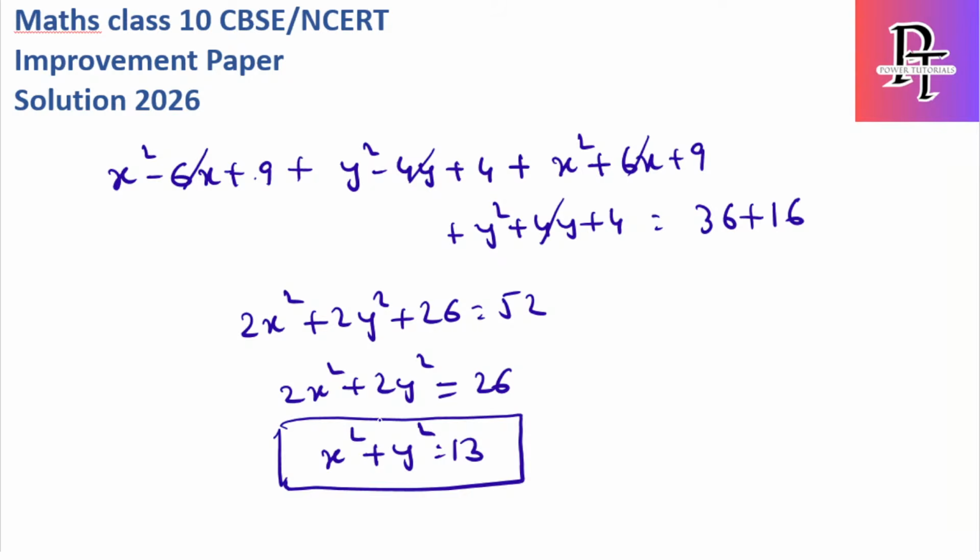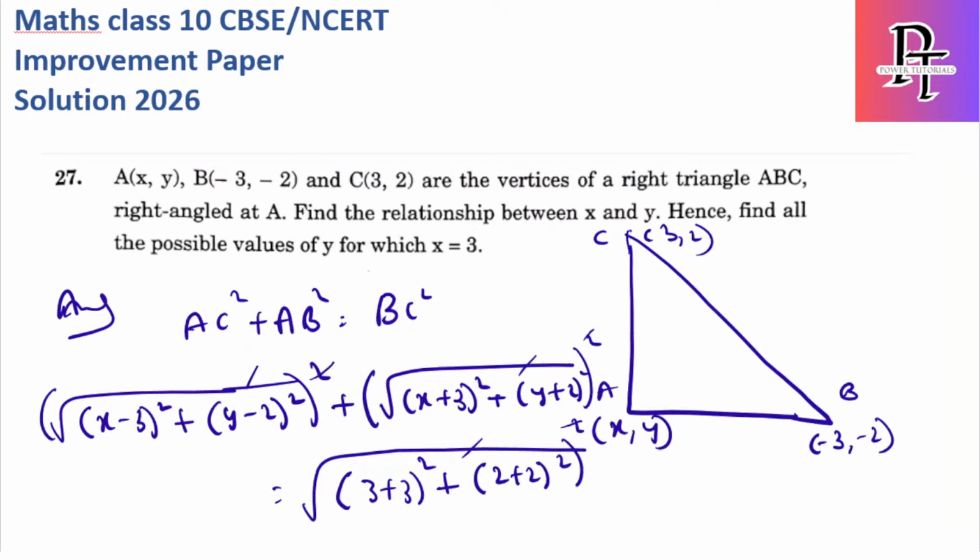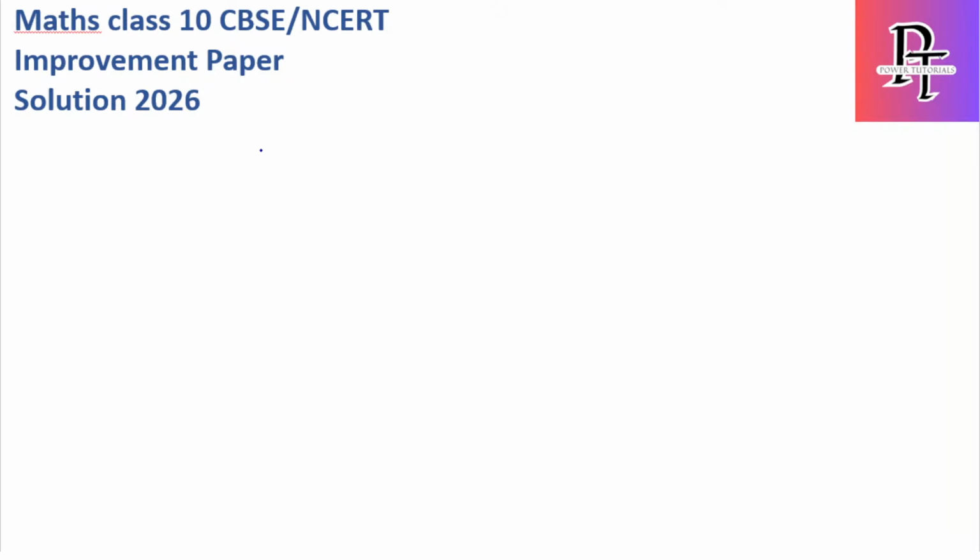x square plus y square equal to 13 is the relation. They are asking not only the relation, they are also asking to find all the possible values of y for which x is equal to 3. So substitute x is equal to 3 and get the values. If I substitute, I will get 3 square plus y square is equal to 13. So y square is 13 minus 9, which is 4. So I am getting y equal to plus 2 and y equal to minus 2.